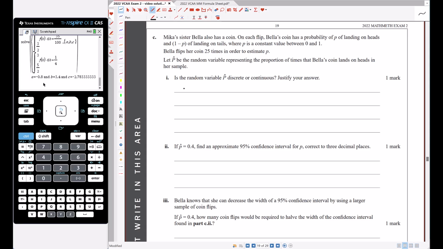Okay, so let's see what we say. P hat can only take one of 26 different values, all the way up to 24 on 25 and 1. Hence, p hat is a discrete variable.